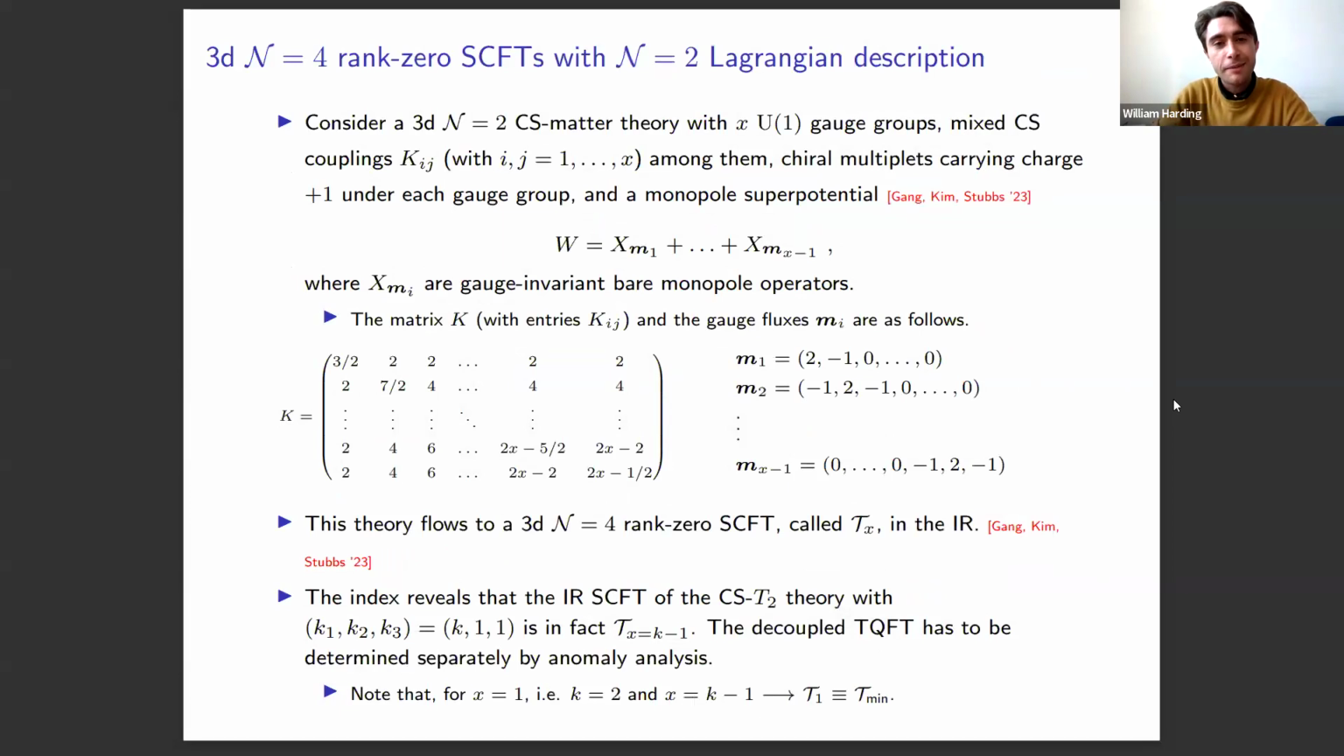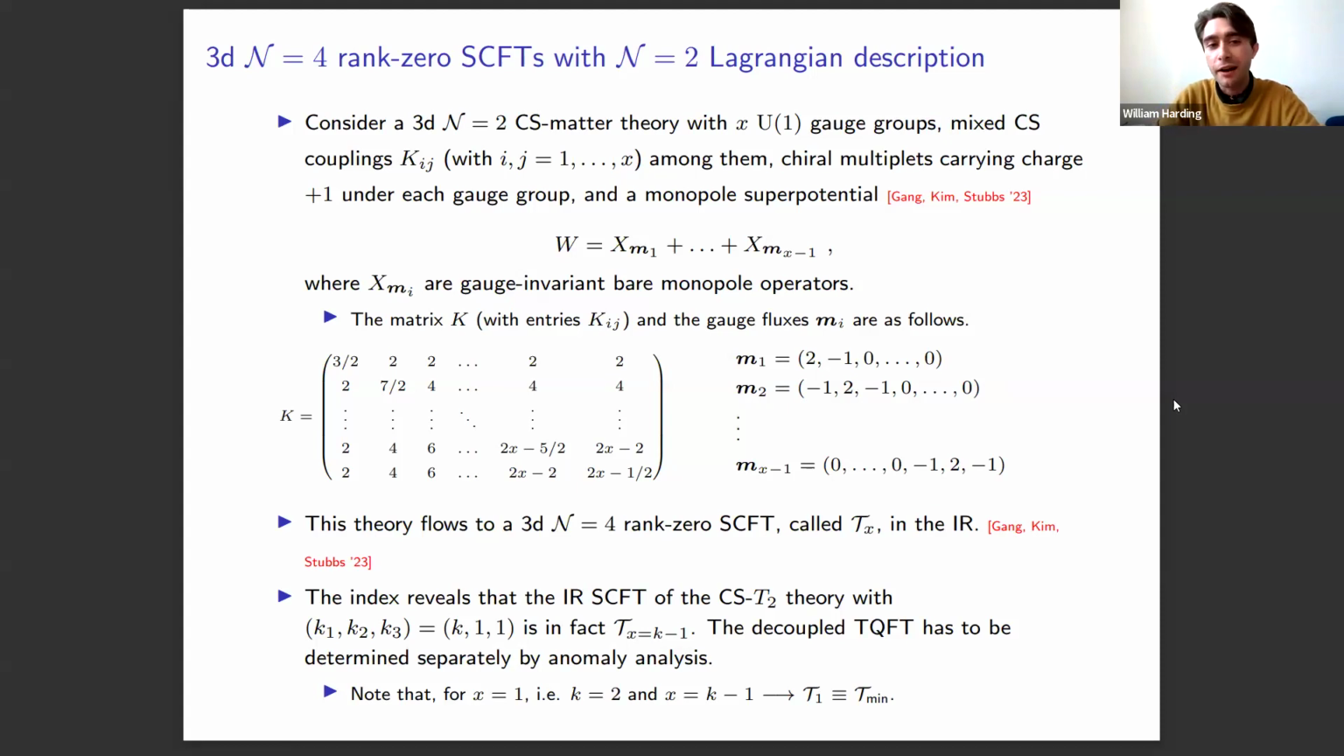So now, I anticipated that these 3D N equal to 4 infrared SCFTs that we are able to reach in the infrared also possess a Lagrangian description with manifest N equal to 2 supersymmetry. And actually, this description came out in a paper by Gang, Kim, and Stubbs, which appeared after our paper. And so now I will describe it.